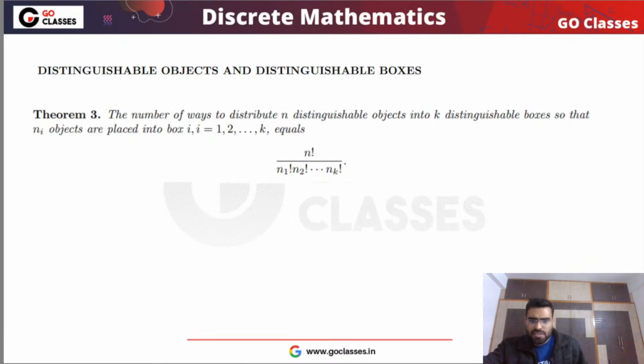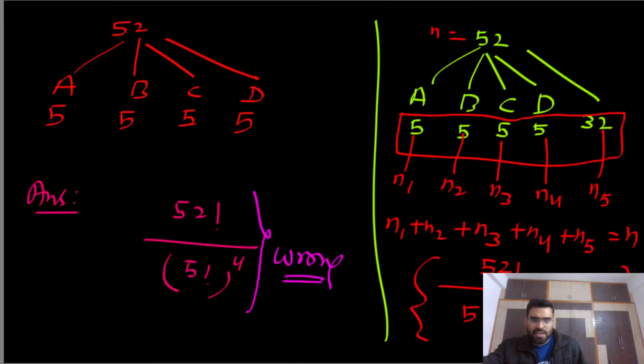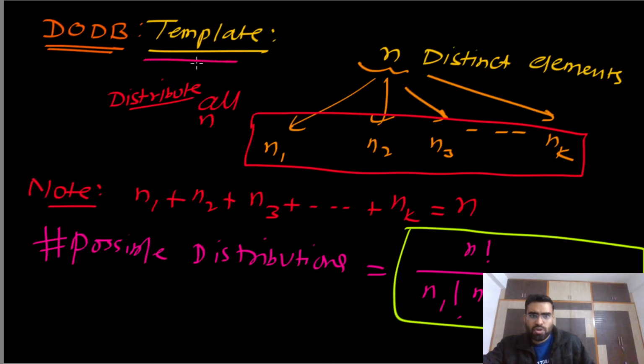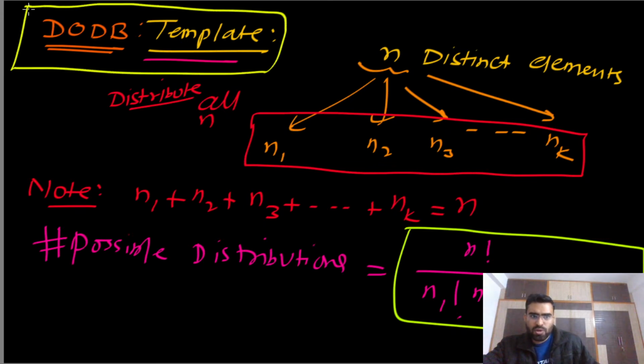Okay, so anyway, this is the formula that you can check. This template is very important. I told you this is the template. Remember, this is the template of DODB, and this is very important, because we will discuss some templates. We will see what is the template of IODB also. So this is the DODB.